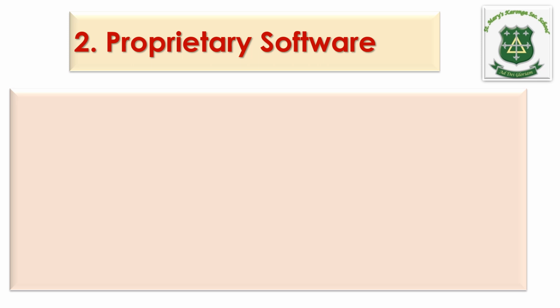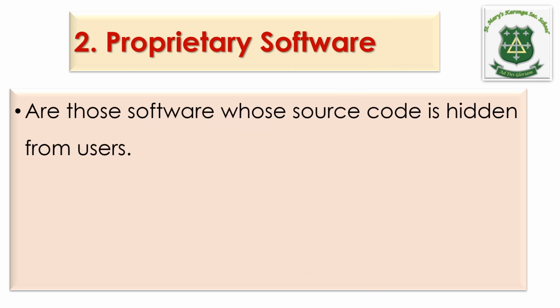But the second one is the proprietary software. So those software whose source code is hidden from the user. The software that comes with the password. It's a good software, but then for you to use it, you need to enter the password. For you to have the password, you need to buy. So that's where it becomes a proprietary. Someone owns that one.